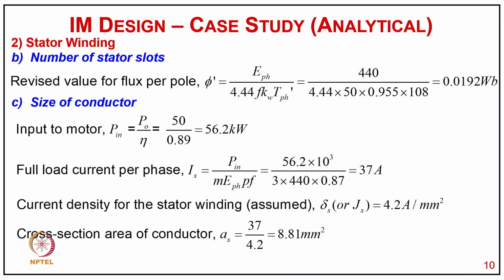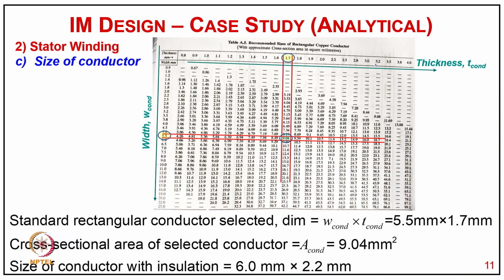So now the cross section of the conductor we can find out, AS equal to 37 ampere, the rated current of the winding, divided by this current density, so it comes to 8.81 millimeter square of conductor cross section used for the stator winding. Now once we know this, we have to find out the nearby size of the conductor according to the thickness as well as the width of the conductor, and from both the cross section area, because all these conductors are also standardized as given in the table.